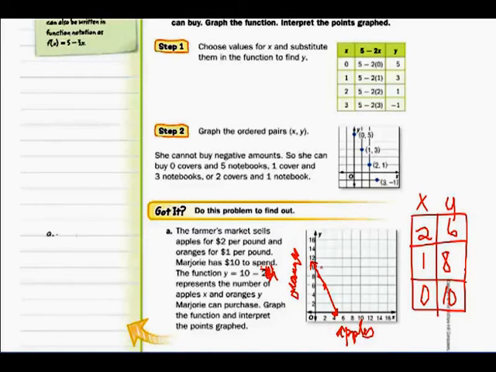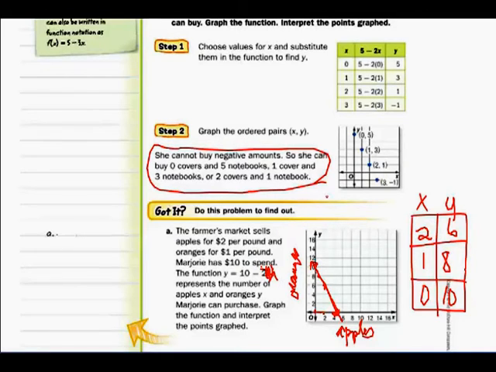So what if she buys 10 oranges, then she can buy 0 pounds of apples. If she buys 8 pounds of oranges, she could buy 1 pound of apples. If she bought 6 pounds of oranges, 2 pounds of apples. Okay? That's what that means. And those pairs will go all the way down. So even right here, if she bought 5 pounds of apples, which are $2 a piece, she could buy 0 oranges. So you just have to write out my combinations, kind of like this right here. Okay? So that's what that means.